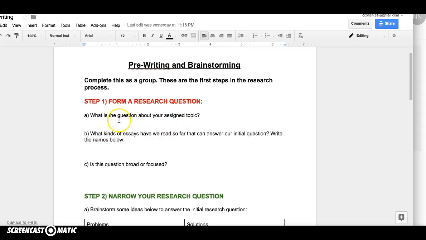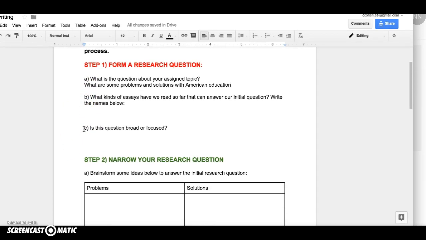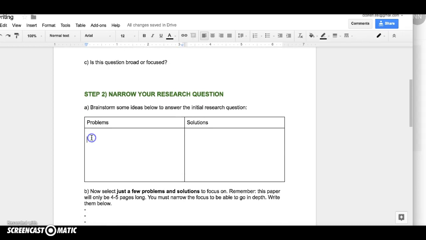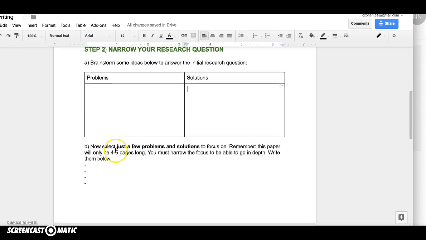The question is, what are some problems and solutions with American education? And then you are asked here to list the different essays that address this question. The problem is that this is a very broad question. So I want you guys to brainstorm some problems and some of the solutions that we've read about. And this is only going to be a 4 to 5 page paper, so you want to go in depth. So you're not going to be able to write about all of the problems and solutions in a 4 to 5 page paper. It would take probably hundreds of pages.